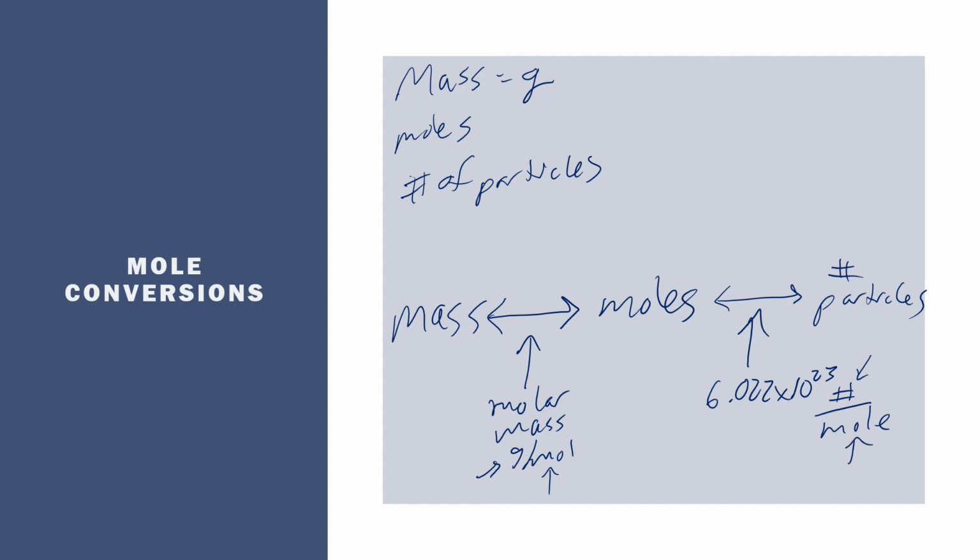So that's our strategy. We can't jump directly from mass to number. We have to change it to moles first and then to number of particles. Or if we have the number of particles, we can go to moles and back to mass from there. And of course, you can do just this part if you need to, just this part if you need to, or the whole thing, depending on what the question's asking.